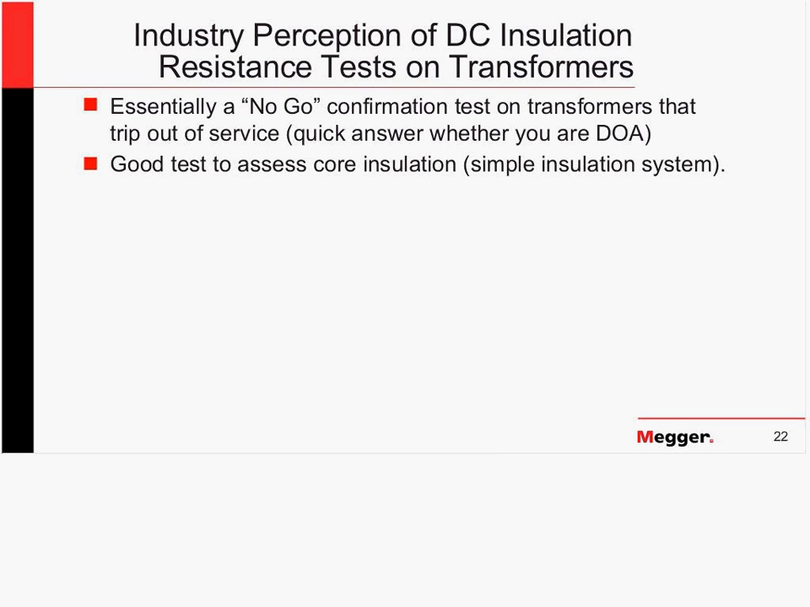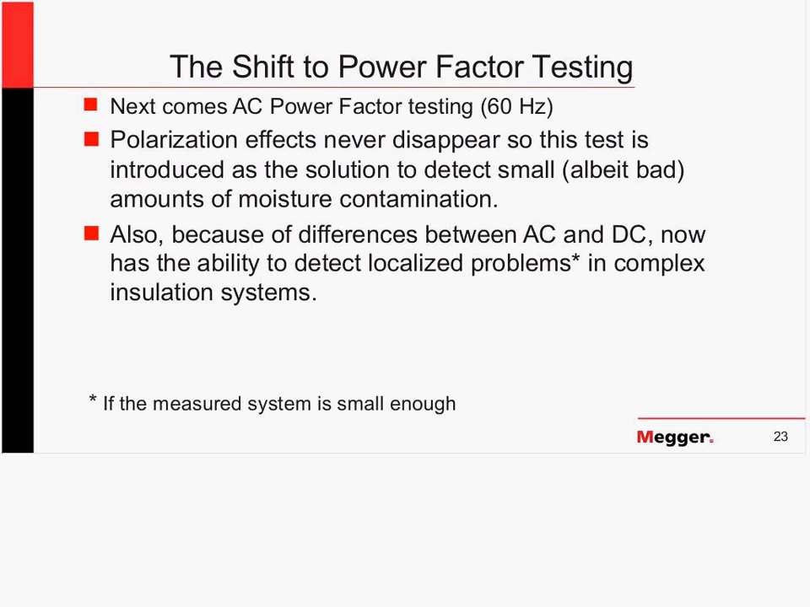So it's a good test to say, okay, it's past this, so now let's start doing some other tests to figure out what exactly is going on. So it is viewed as a quick no-go confirmation, and it's also a good test to assess core insulation. The insulation for the transformer core is a simple insulation system, so it's a really nice test to assess: when I lift the core ground, am I getting the high ohmic read that I expect? It's a great test for assessing core insulation and whether you might have an unintended core ground that shouldn't be there.